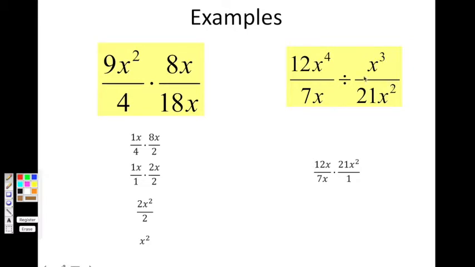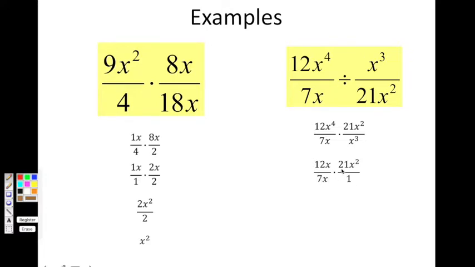Okay, let's look at this one. So I'm dividing, so I need to keep, change, flip. So I'm keeping the first term, I'm changing the sign to multiplication, and I'm flipping the second fraction. Now I'm going to cross simplify. So x to the third can go into 12x to the fourth, where we're subtracting the exponents, so 4 minus 3 is 1, so this will be 12x over 7x, and 21x squared over x.